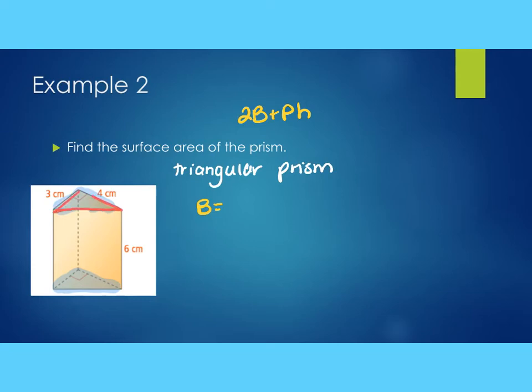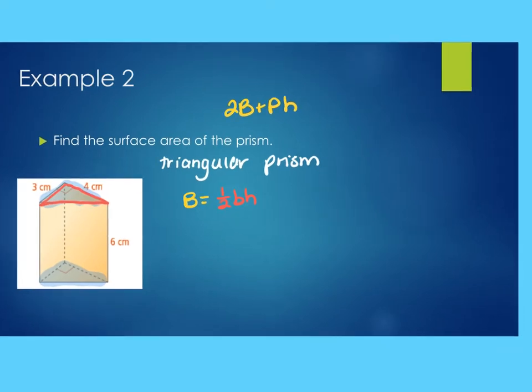The area of a triangle can be found with 1/2 base times height, which is 1/2 the base of that triangle could be 3 and the height could be 4, or 1/2 of 12, which is 6. That's the area of one base.